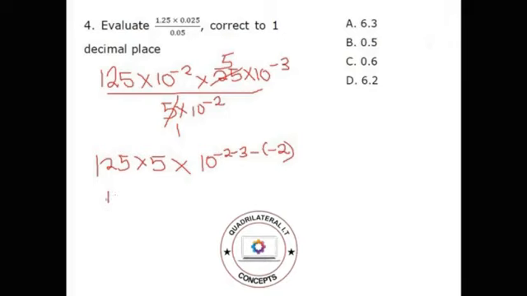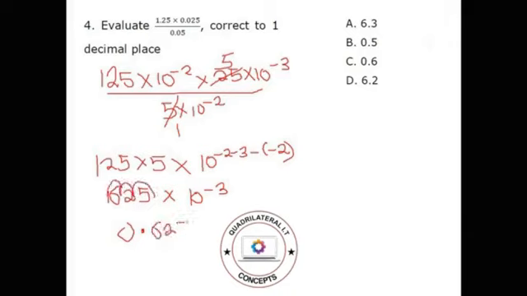So we have 125 times 5, and that is 625. 625, then times, we have 10 raised to the power of what? Minus 2 minus 3, that is minus 5. Then minus 5 plus 2, and that is minus 3. So we have 625 times 10 raised to the power minus 3. So when you return that back to the decimal, it will become 0. Because we have 3, so we have to count back 1, 2, 3.